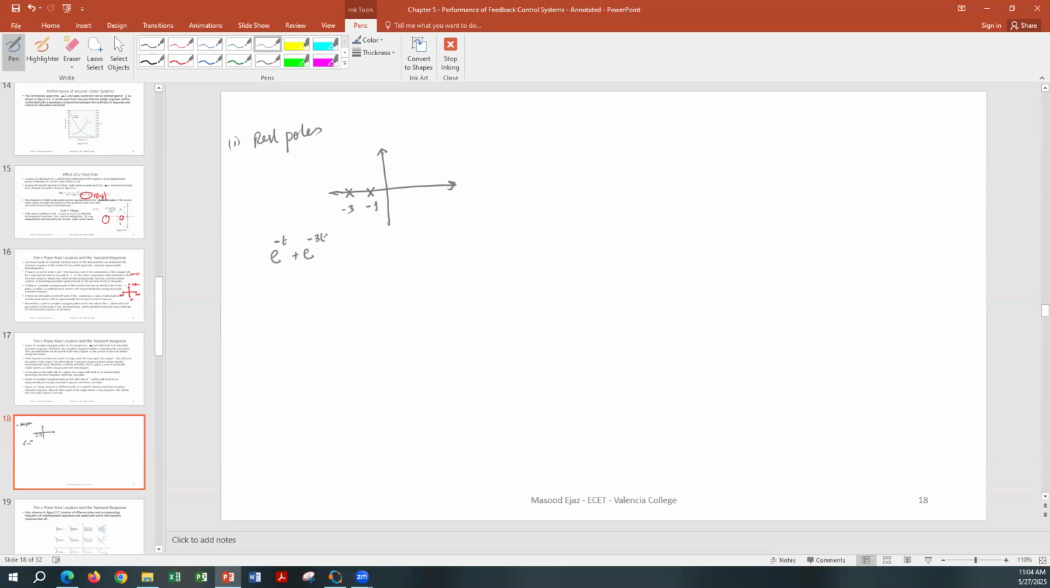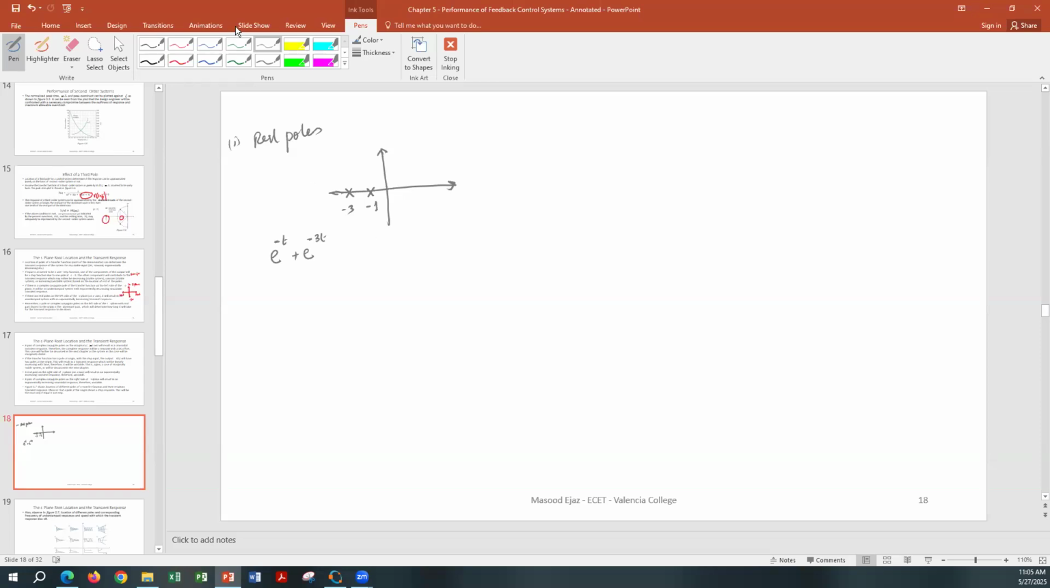Which one is going to die faster? E to the power -3t, because the time constant associated with that is going to be 1/3, and the time constant associated with e to the power -t is going to be 1 second. So 1/3 is a smaller time, it's going to go down faster. So anytime your poles are real on the negative x-axis, your transient response is going to go down, and eventually it's going to go down to 0, right?